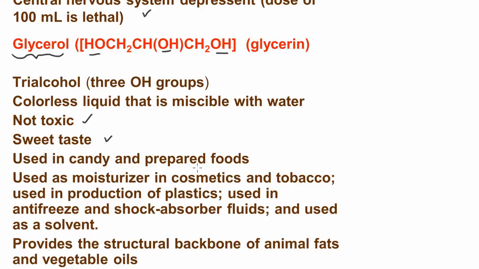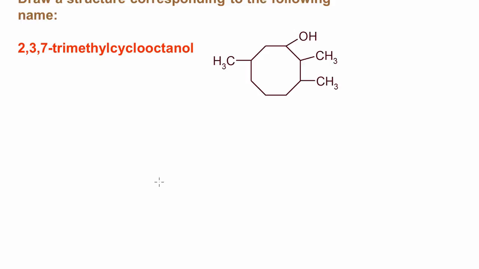And we find this in candy and prepared foods. We find it in cosmetics, plastics. It's also used in antifreeze and used as a solvent. Later on, we're going to talk about glycerol when we get to the biochemistry portion, and we're going to find that it provides the structural backbone of fats and oils. So we'll talk about glycerol again a little bit later.